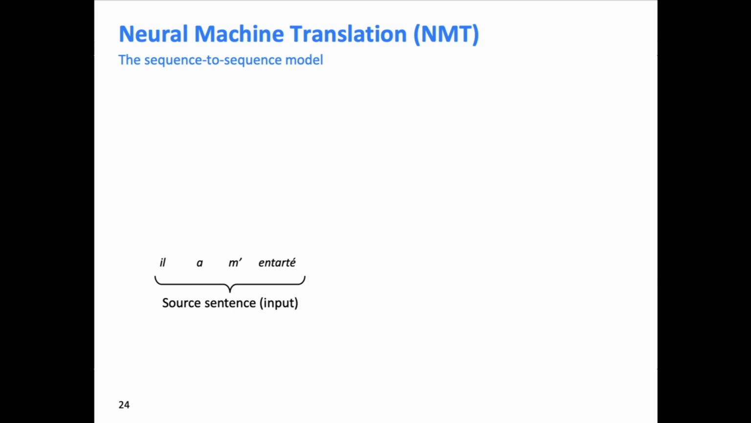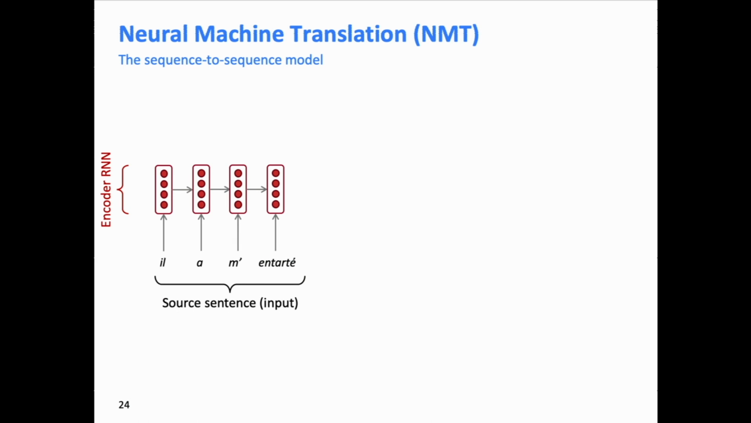So we start off with our source sentence, and we're going to use our example from before, il a m'entarté, which means he hit me with a pie. So we feed this into our encoder RNN. And this is, as you've seen before, I've drawn a unidirectional RNN, but this could be bidirectional. It also could be multi-layer. It could be vanilla, or it could be LSTM, and so on. Another thing to note is that we are passing word embeddings into this encoder RNN, but I'm just not explicitly depicting that step.